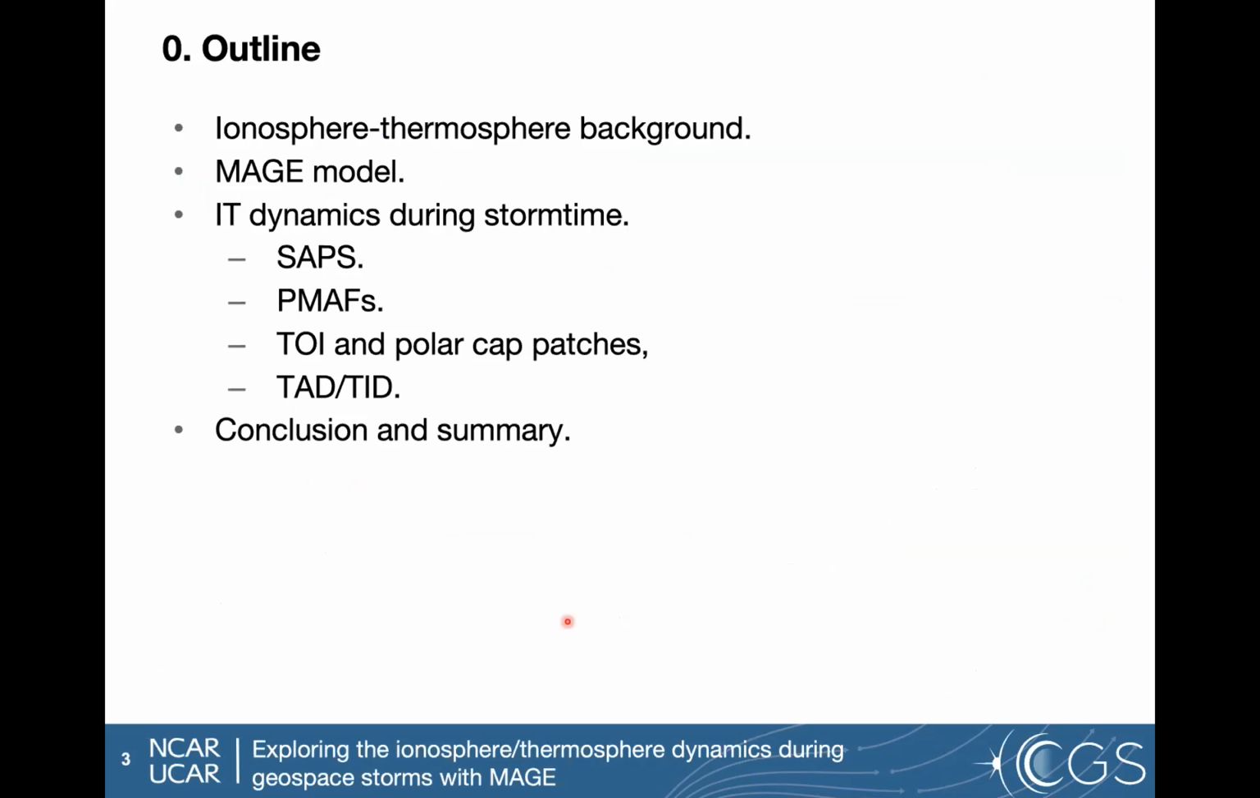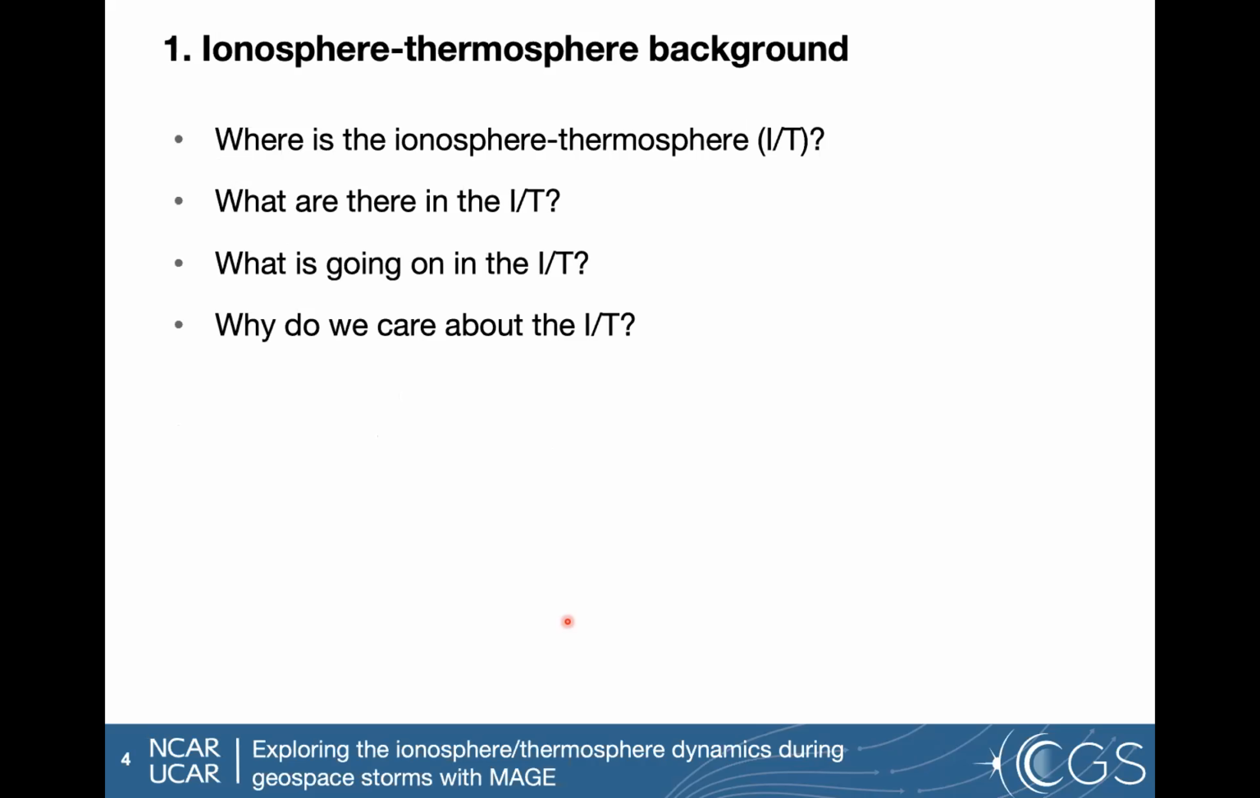This is the outline of my talk today. I will start with a brief background introduction for the ionosphere thermosphere, and then I will give an introduction of the MAGE model. Then I will move on to a few well-known dynamic processes in the ionosphere thermosphere during storm time. Particularly, I will be talking about subauroral polarization streams, SAPS, and poleward-moving auroral forms, or PMAFs, tongue of ionization, or TOI, and polar cap patches, and also the traveling atmospheric and ionospheric disturbances, TAD or TID. Then I will end with a conclusion and a summary. So let's begin with this introduction.